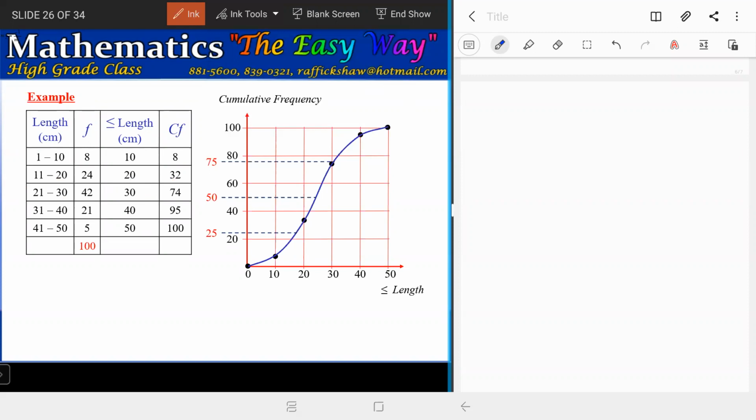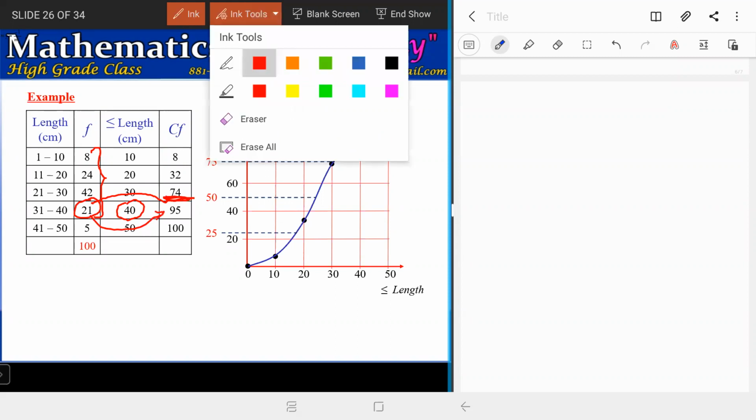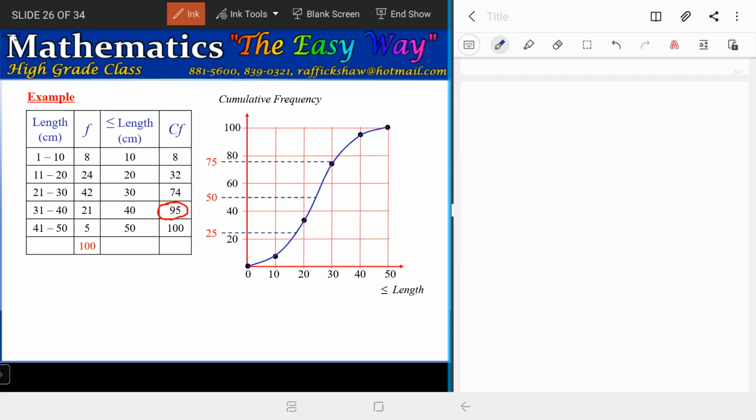Then we go to the next set of leaves, which is the one that measures between 31 and 40 centimeters. And there are 21 of them. So when you reach 40 centimeters now, you know how many leaves measure less than or equal to 40 centimeters. All of these. The 74 we have so far, plus the 21 more, gives me 95 leaves now. So I know that 95 leaves measure less than or equal to 40 centimeters. That's the information that you know.